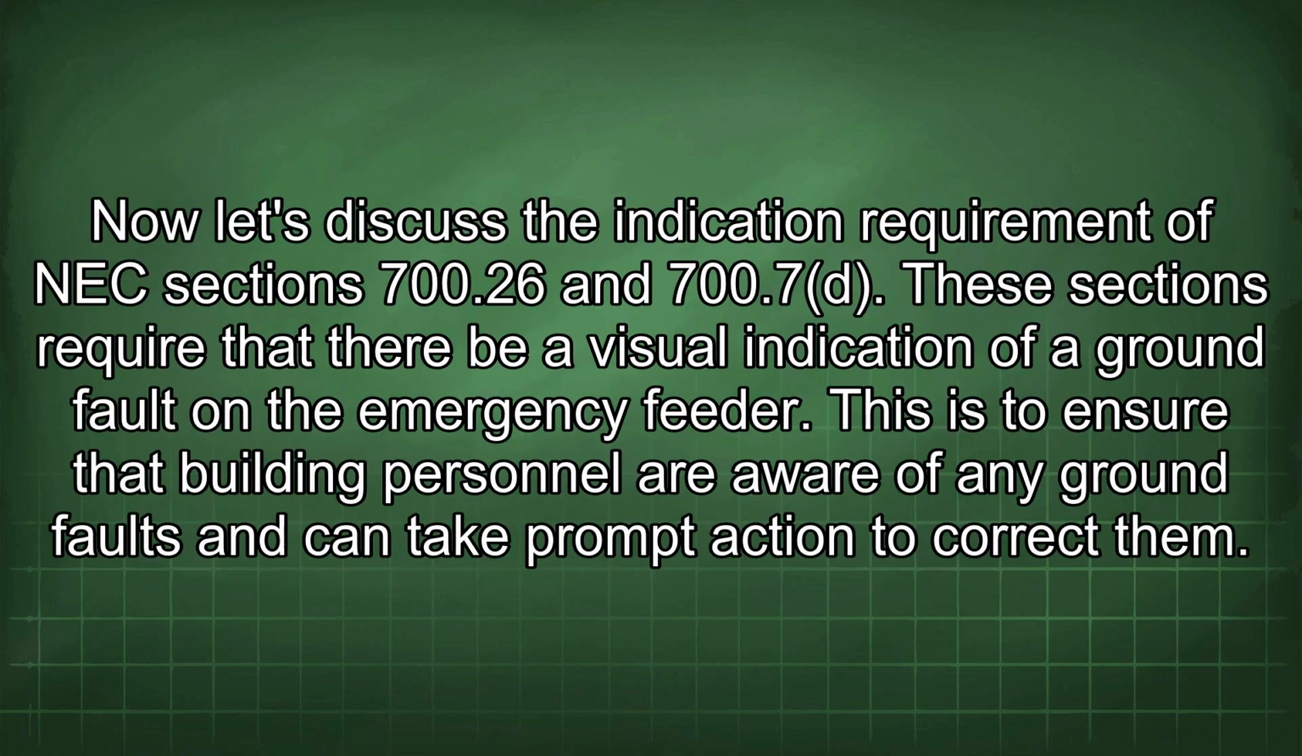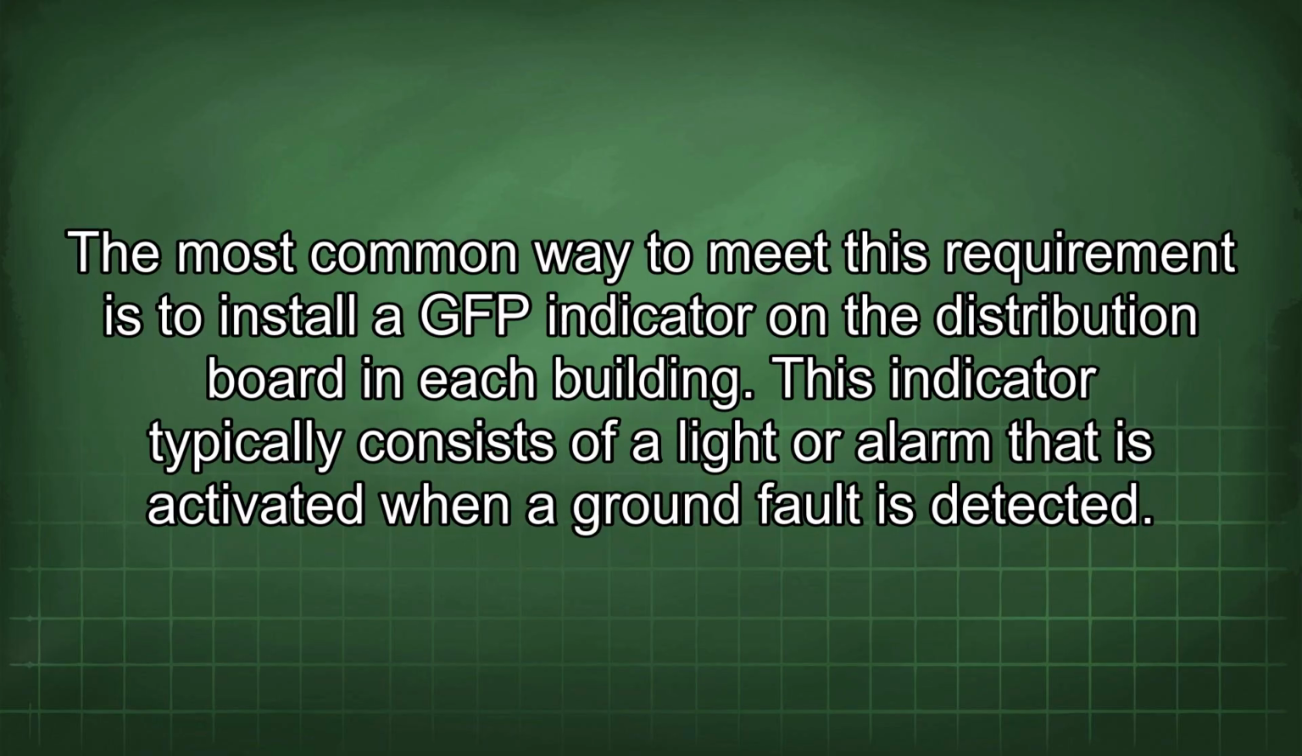Now let's discuss the indication requirement of NEC Sections 700.26 and 700.7. These sections require that there be a visual indication of a ground fault in the emergency feeder. This is to ensure that building personnel are aware of any ground faults and can take prompt action to correct them. The most common way to meet this requirement is to install a GFP indicator on the distribution board in each building. This indicator typically consists of a light or alarm that is activated when a ground fault is detected.